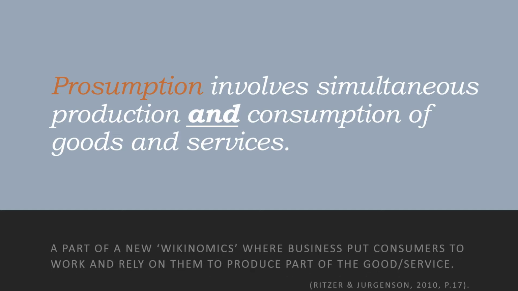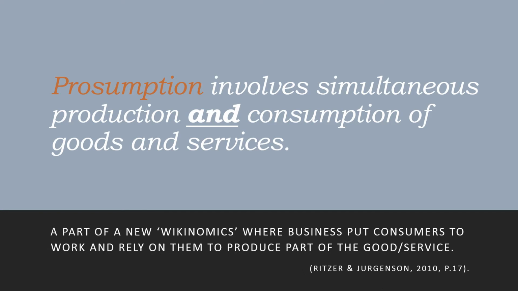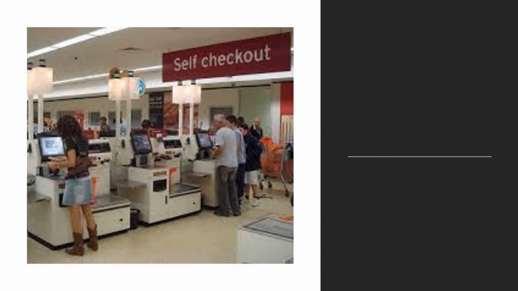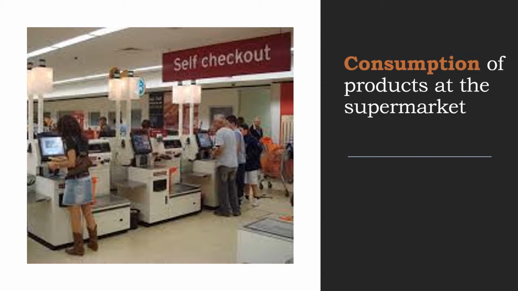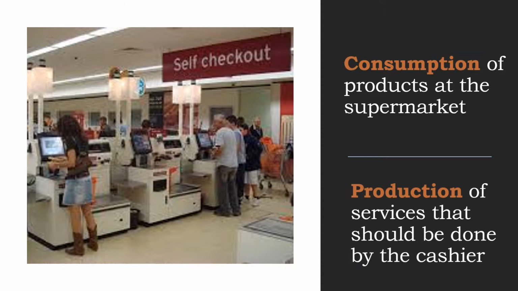Generally, prosumption is seen as part of new economics, where businesses put consumers to work and rely on them to produce part of the goods and services for profit purposes. For example, in the supermarket, while people consume products, they also labor for free at the self-checkout machines by scanning their goods, packaging, and paying for them.